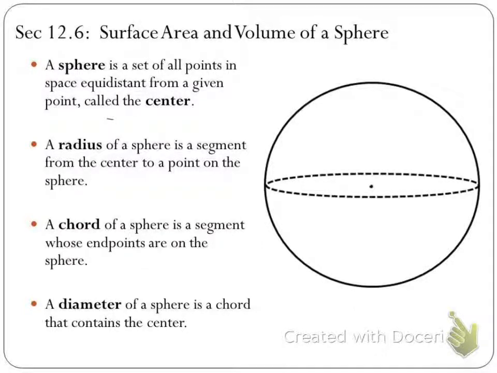This section is looking at surface area and volume of a sphere. Now we start off with our definition of a sphere, and it's a set of all points in space equidistant from a given point called the center.